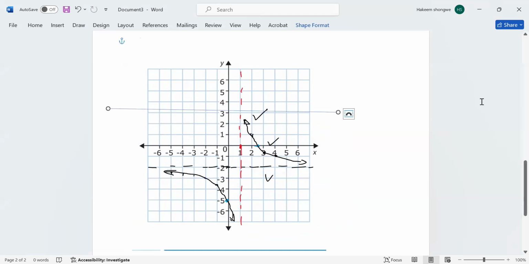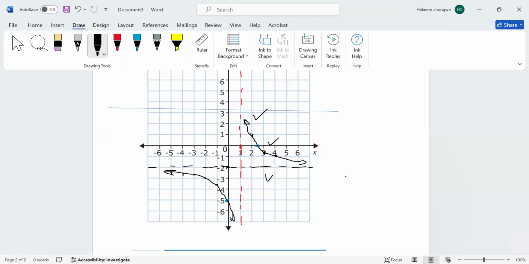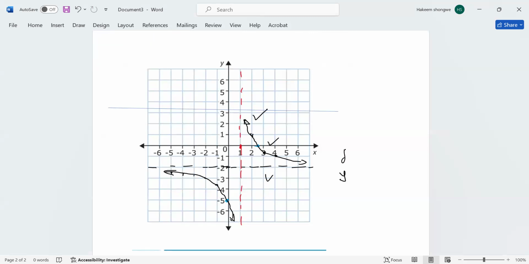Now, this one is the original one. So according to the original one, you're going to tell them which y. This is for f.